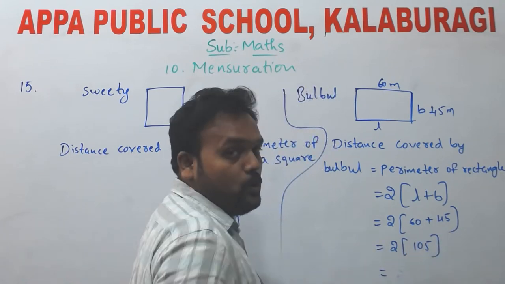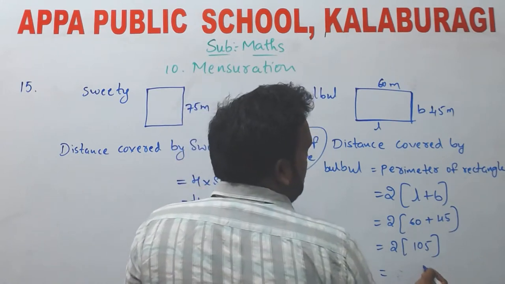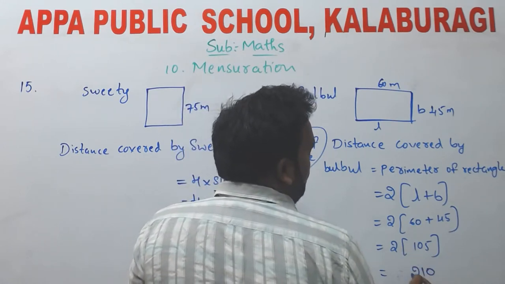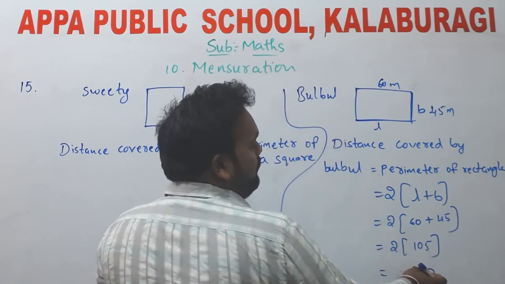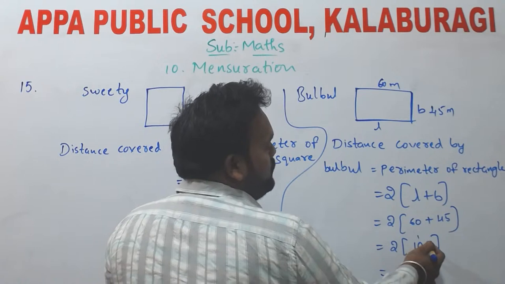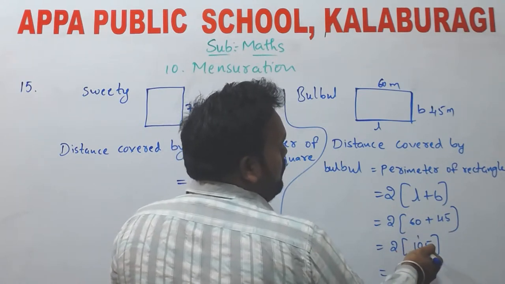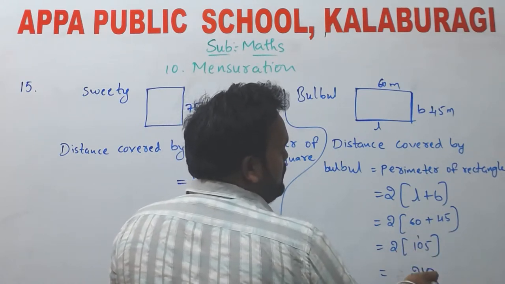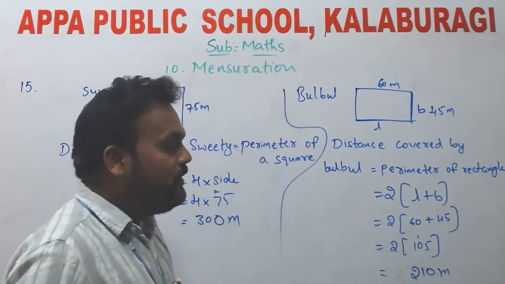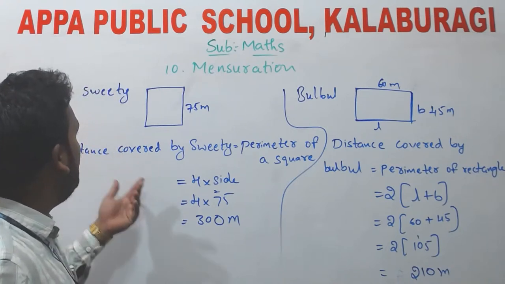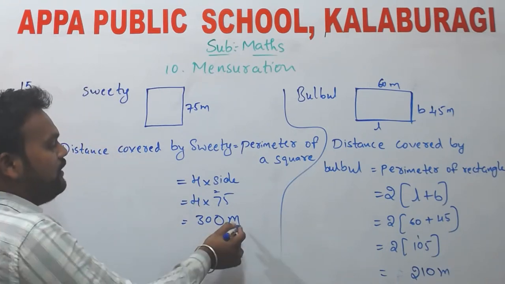If you multiply 2 into 105, 2 times 5 is 10, 0 here, carry 1. 2 times 0 is 0, plus 1 is 1. 2 times 1 is 2. See here, 210 meter for bulbul. And sweetie's is 300 meter.